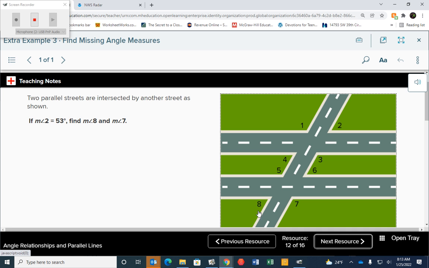What is the measure of angle 8? Everybody. 53. Why did only 3 people tell me that? If this is 53 degrees, what is 8? Why? Vertical, right? Alternate exterior angles. Good. What about the measure of angle 7?